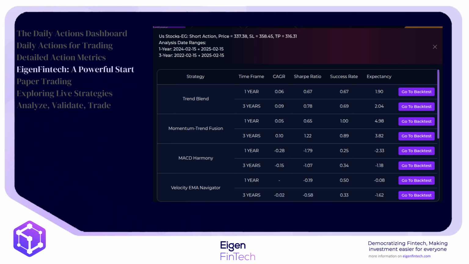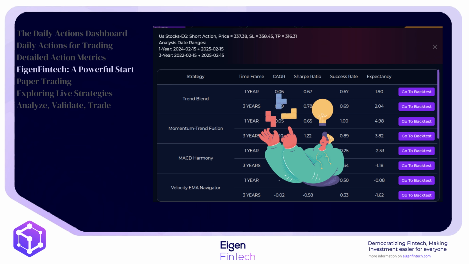Below that, you can see the performance of the underlying trading strategies that flagged this action. You can review key metrics like CAGR, the Sharpe ratio for risk-adjusted return, the historical success rate, and expectancy. By comparing these metrics across different timeframes, you can see which strategies have historically performed best. For an even deeper dive, the Go to Backtest button will show you the strategy's full historical performance.